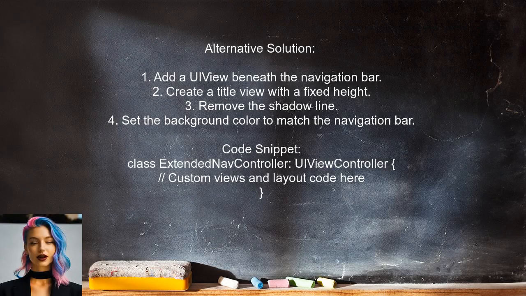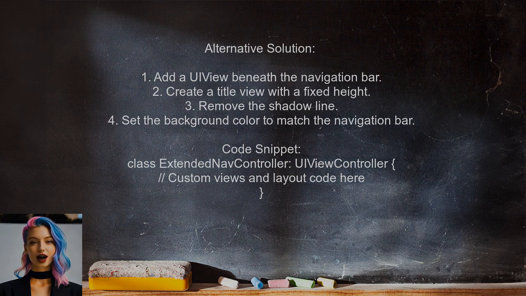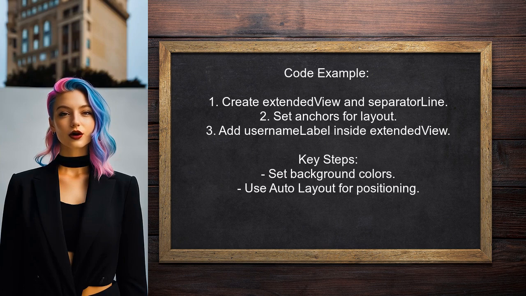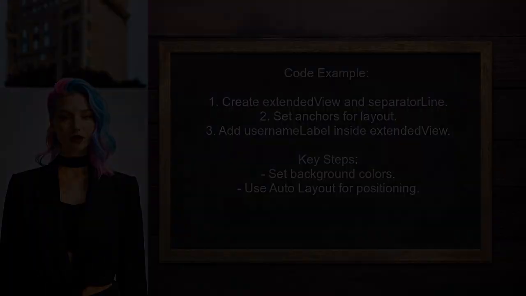An alternative approach shared by another user involves adding a custom view beneath the navigation bar. This method works well for standard navigation bars, but may not be suitable for large titles. The user suggests creating a UI view as the title view, adding an image view inside it, and removing the shadow line under the navigation bar. The user provides a detailed code example that includes setting up the extended view, a separator line, and a username label. They emphasize anchoring these elements correctly to achieve the desired layout.